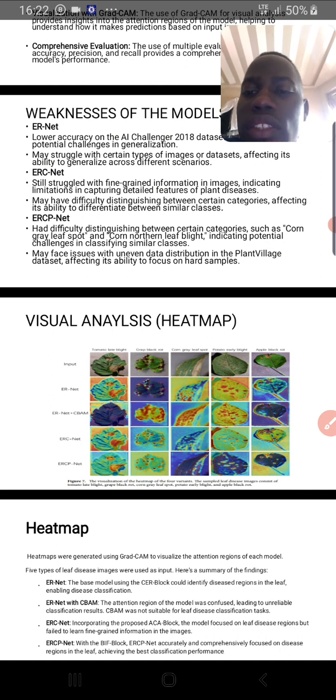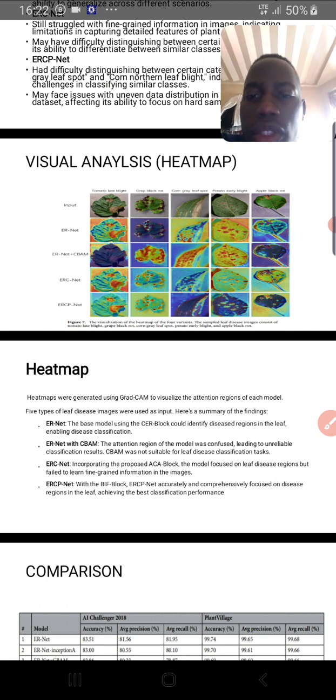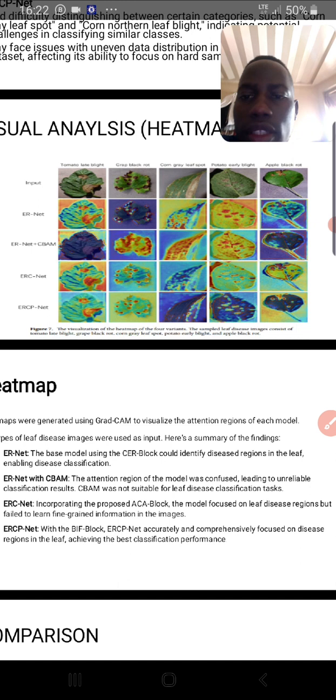So I'll go to the visual analysis. These were images in the paper. Visual analysis here shows leaves with different diseases, and the second row indicates the output of the Ercp-Net model, and then the third row was the output for Ercp-Net combined with CBAM, and then the fourth was Ercp-Net. You can see that in all the inputs, the Ercp on the fifth row had the best output of the disease classification.